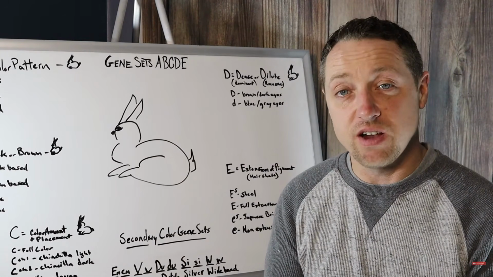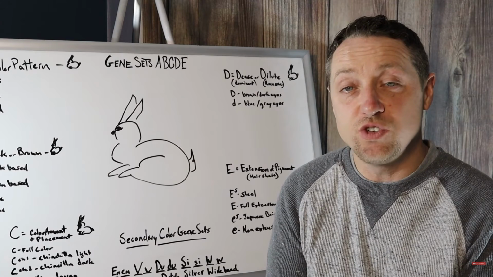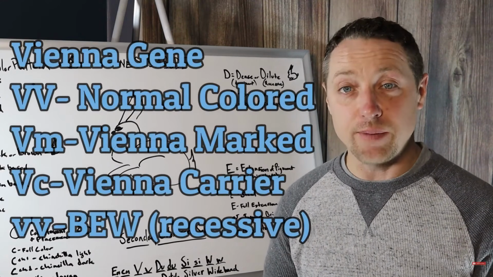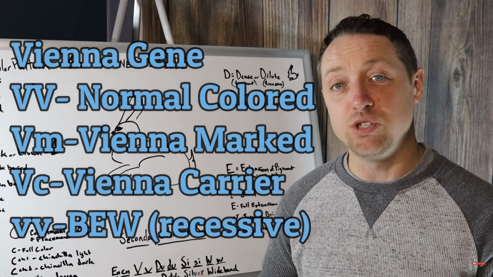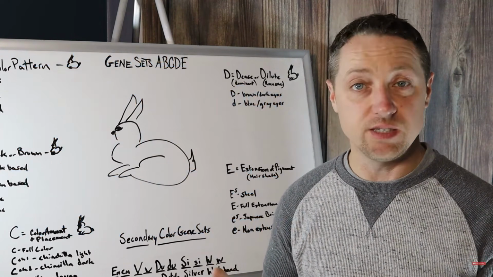And the Vienna gene, we talked about how it matches up, and it's a recessive gene. It only shows when 2 Viennas match up. You can have a Vienna carrier or a Vienna marked rabbit, but it's not going to activate that blue-eyed white until the 2 little v's match up.